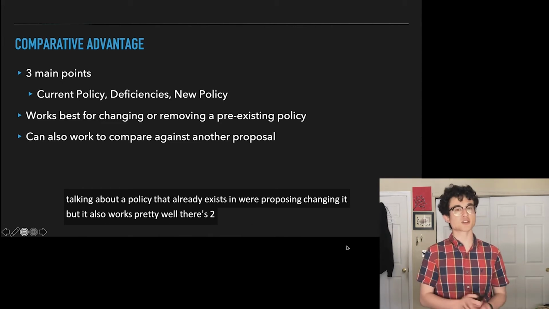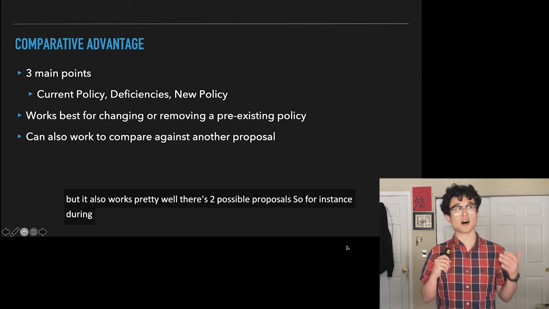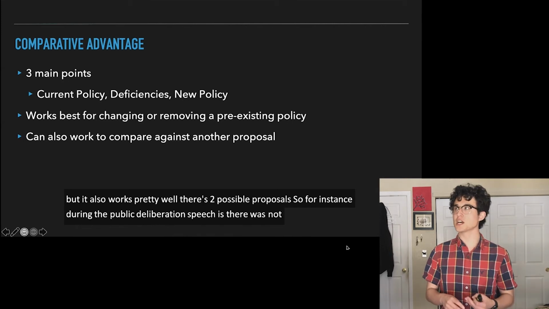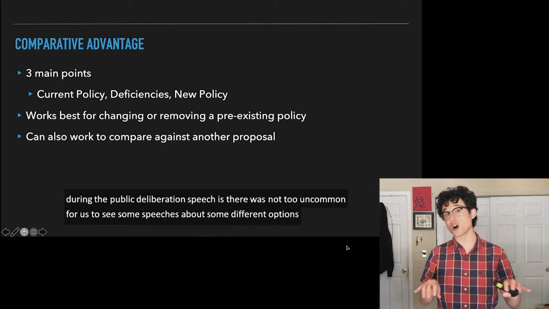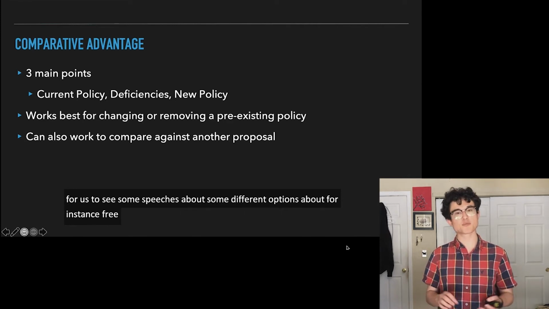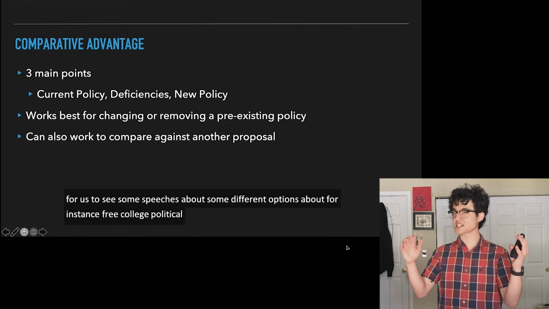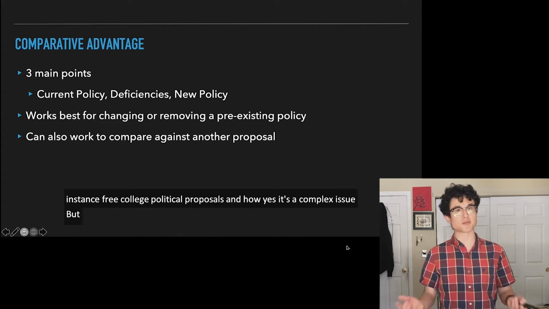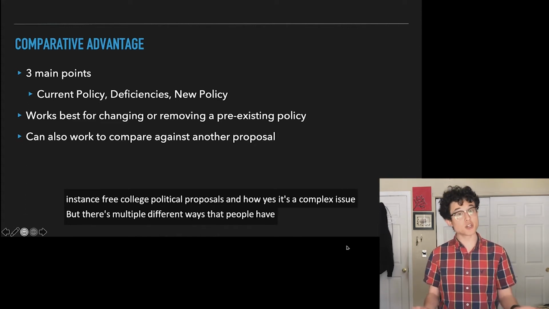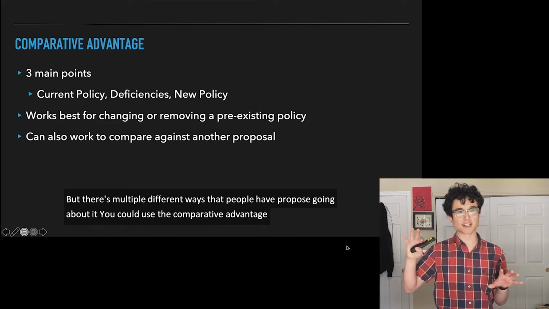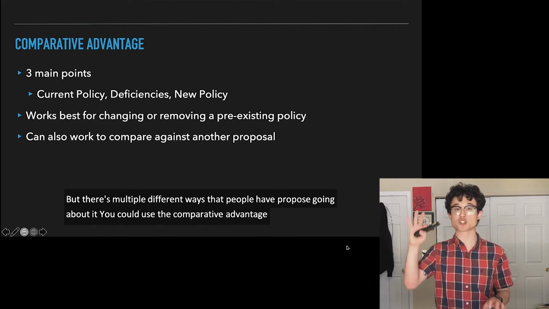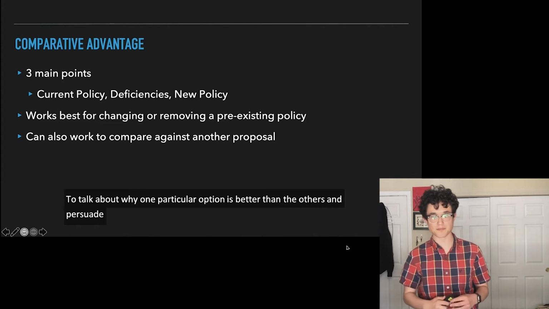So for instance, during the public deliberation speeches, it was not too uncommon for us to see some speeches about some different options about, for instance, free college political proposals, and how, yes, it's a complex issue, but there's multiple different ways that people have proposed going about it. You could use the comparative advantage pattern to talk about why one particular option is better than the others and persuade us that this is the choice to go with.